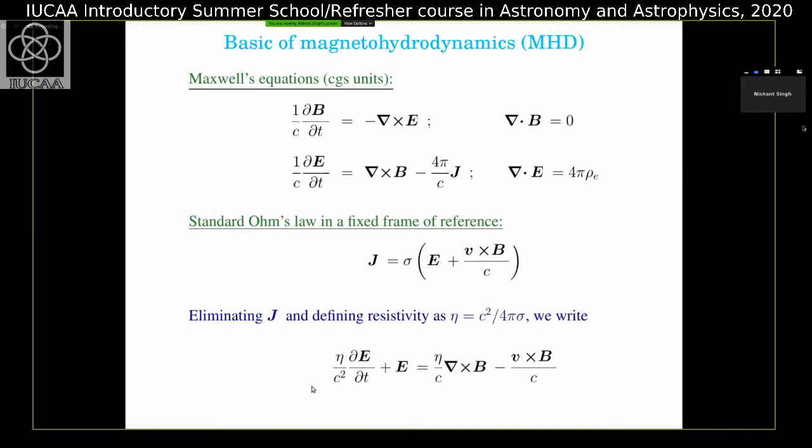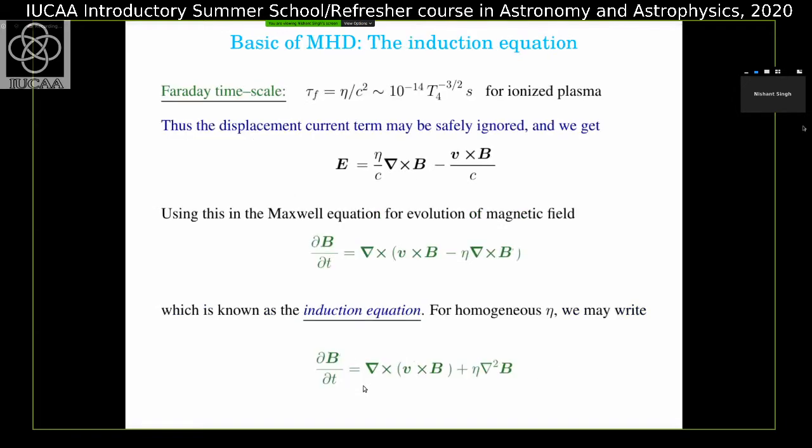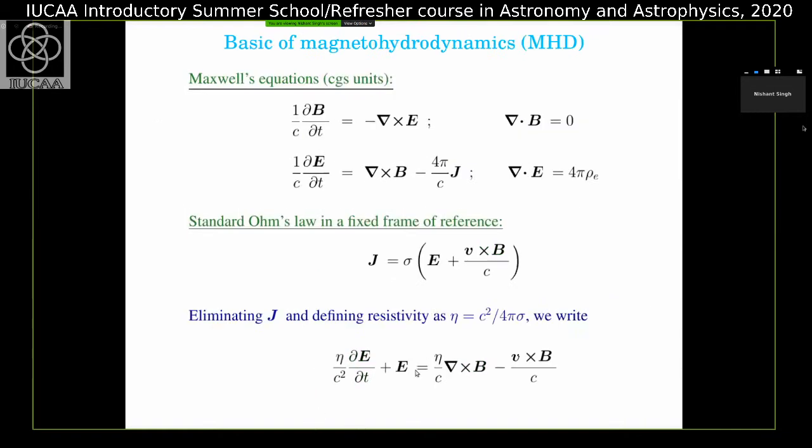So the displacement current term is ignored in the usual MHD simply because it is so small, because the resistivities are very, very small due to large conductivity. And therefore, you can write down this electric field in terms of the curl B, V cross B by C.